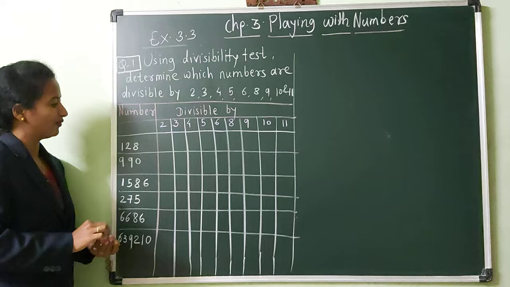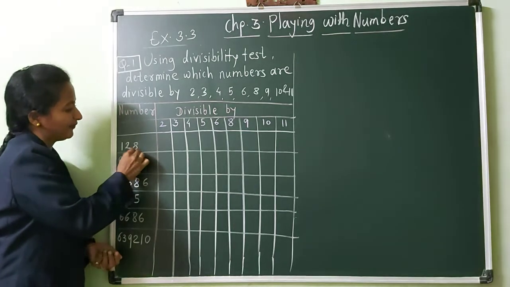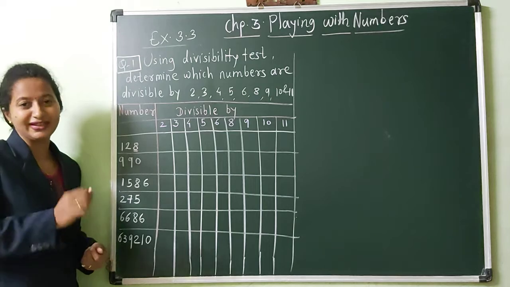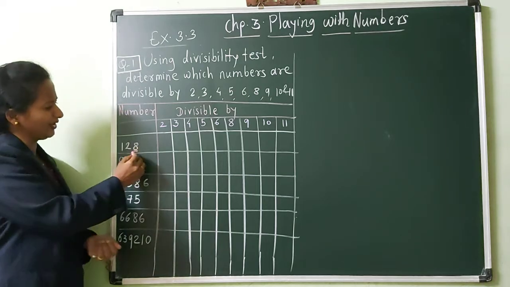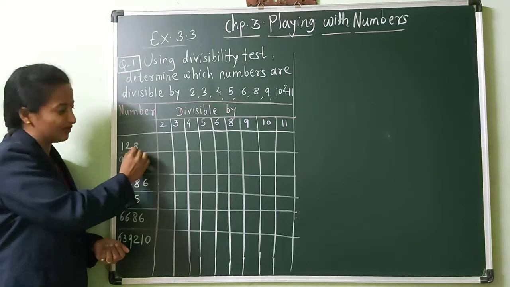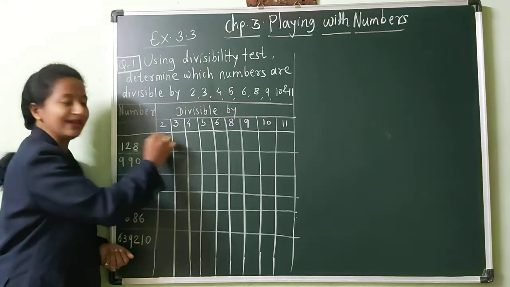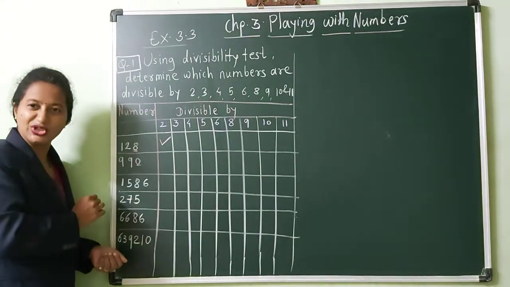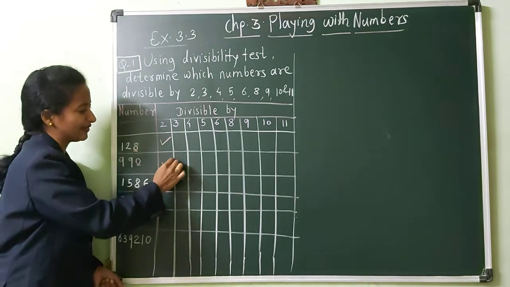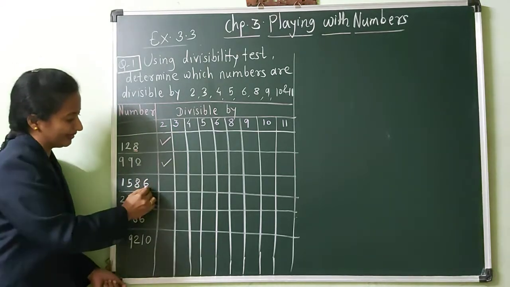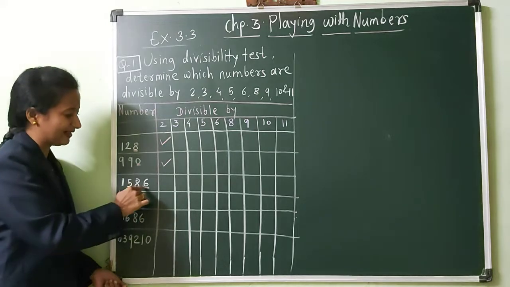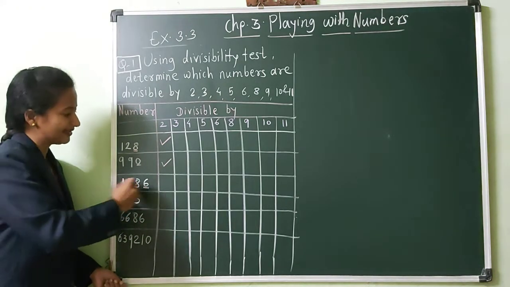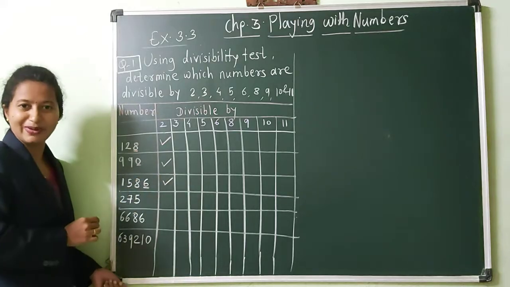So 128. First, what is the rule to check whether a given number is divisible by 2? You have to check the ones place digit. If the ones place digit is 0, 2, 4, 6, 8, then that number is divisible by 2. Here the ones place digit is 8, so this number is divisible by 2. Clear? Now check the next number. Here the ones place digit is 0, so of course this number is also divisible by 2. Then the third number, the ones place digit is 6, and 6 is divisible by 2, so this whole number is divisible by 2.